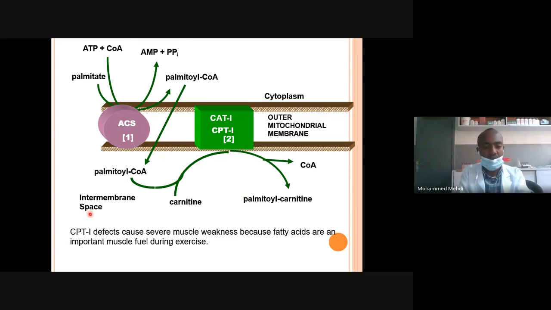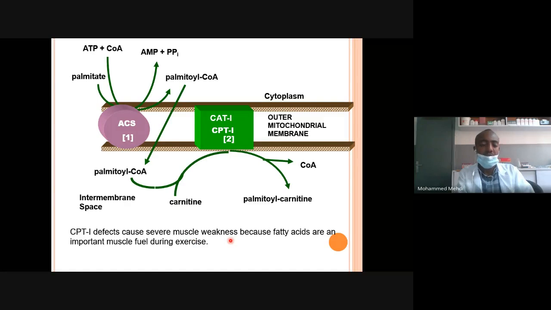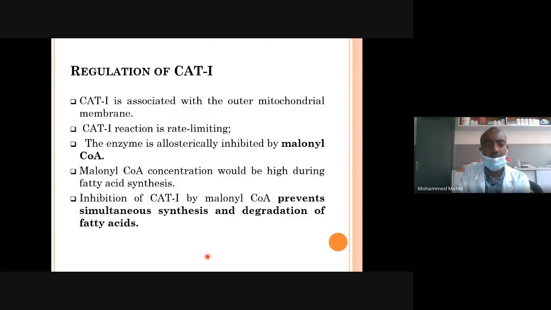Okay, here we have one notice. A defect in carnitine acyl transferase 1, or carnitine palmitoyl transferase 1, in the muscle causes severe muscle weakness because the muscle is unable to use fatty acid as a source of energy. As a result, we have failure to generate energy from fatty acid oxidation during exercise. So this is very important.